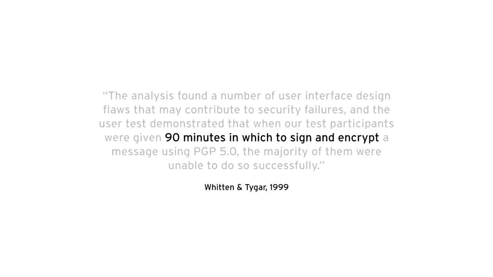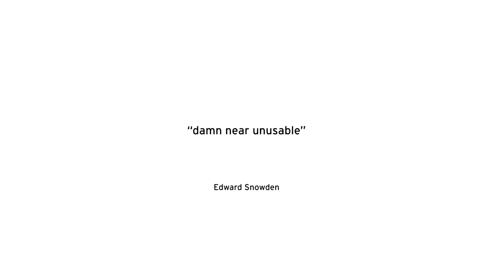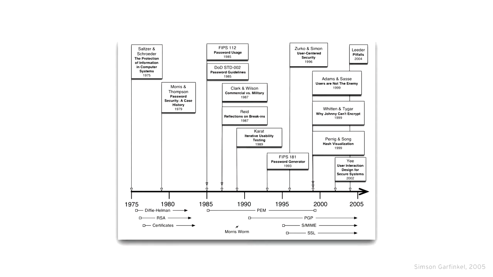And most astonishingly, in the paper, there's a description of a user study where users were given 90 minutes to encrypt an email, and most were unable to do so. So I think that pretty much describes damn near unusable. So, a timeline from before 1999 to now, of the usable security research. Quite a lot has happened, although it's still a growing field.